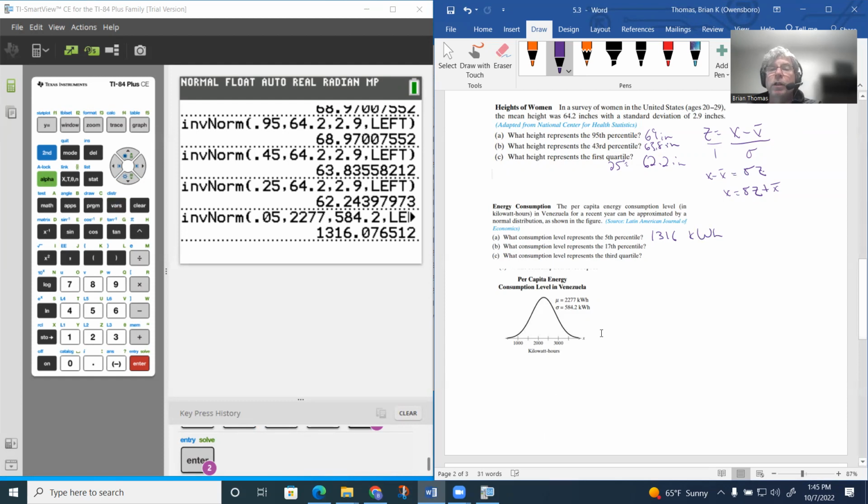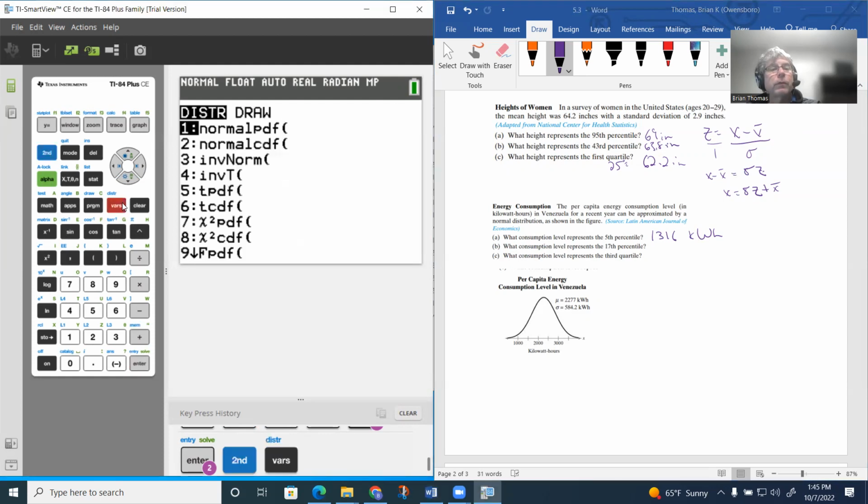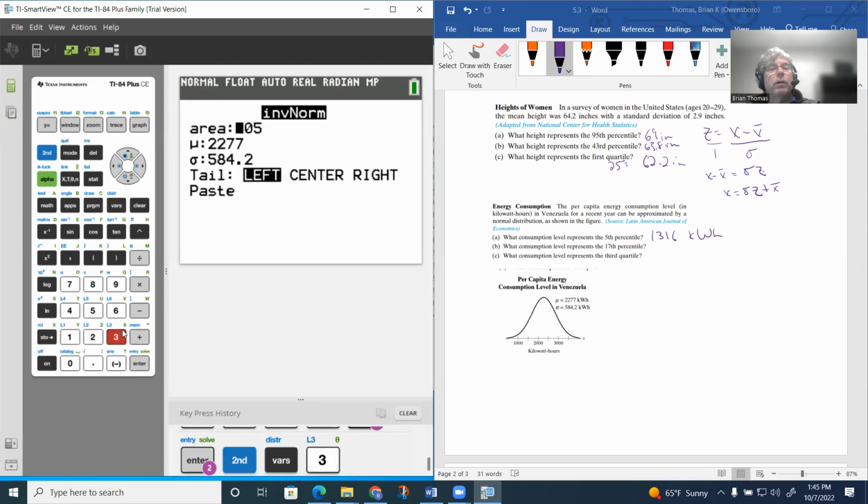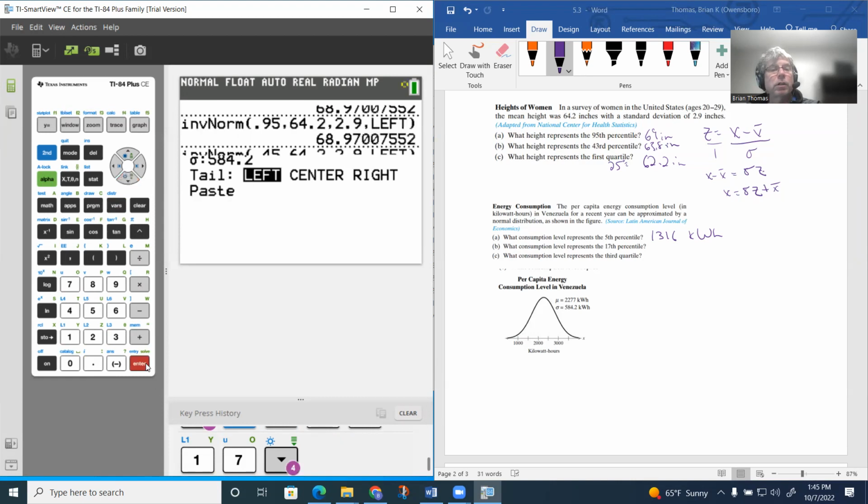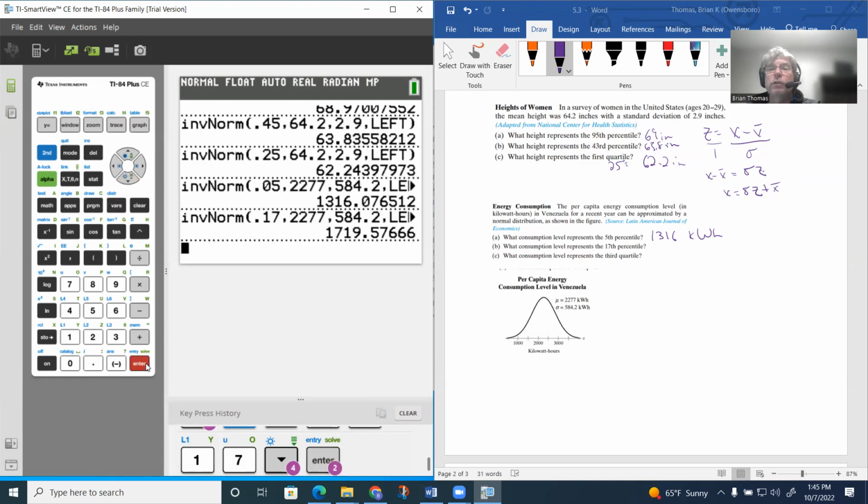17th percentile, again, that's 17th percent. So if we use the inverse normal here, number 3, again, this changes to the 17th percent, 0.17, because the percentile is percent. The mean and the standard deviation did not change. And we get then this 1719, actually 1720, based on rounding, 1720 kilowatt hours.